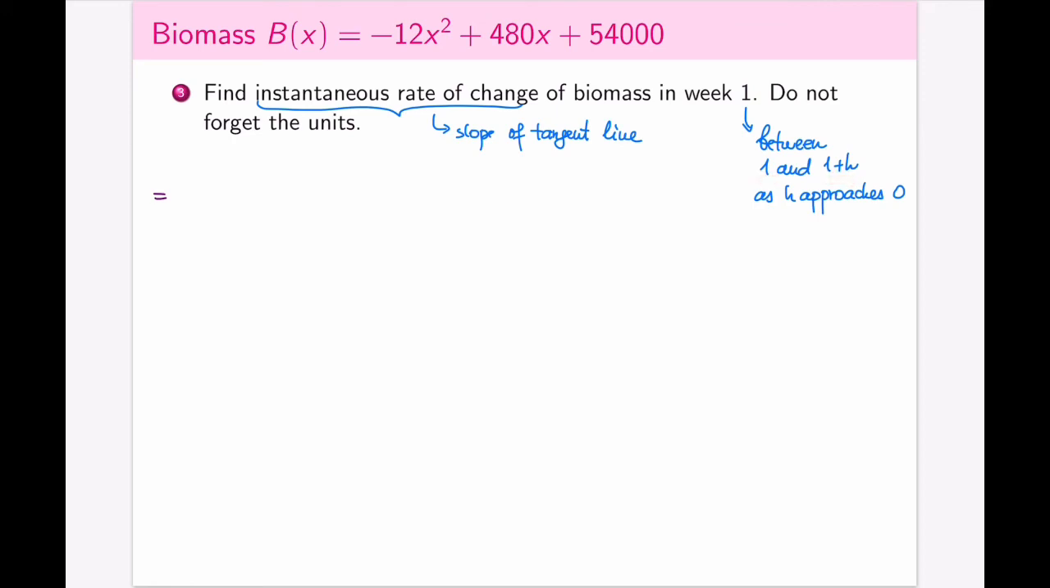According to the exact same formula I've used before, that means I have to plug in 1 plus h into my function b, subtract b at 1. So this gives me the difference in the biomass that occurred between week 1 plus h and week 1. And then I have to divide by the time period between week 1 plus h and week 1. So on the bottom, I'm going to have 1 plus h minus 1. Now on the bottom, of course, I can notice that the 1s cancel right away, so I'm only going to have h. And all of this has to happen as h approaches 0.